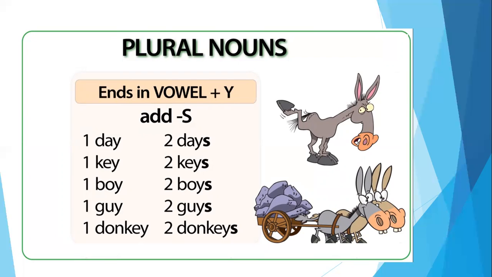So here, when the last letter is Y and before the last letter there is a vowel, we just add S to make that word plural. One day, two days. One key, two keys. One boy, two boys. One guy, two guys. One donkey, two donkeys. Let's see some more.